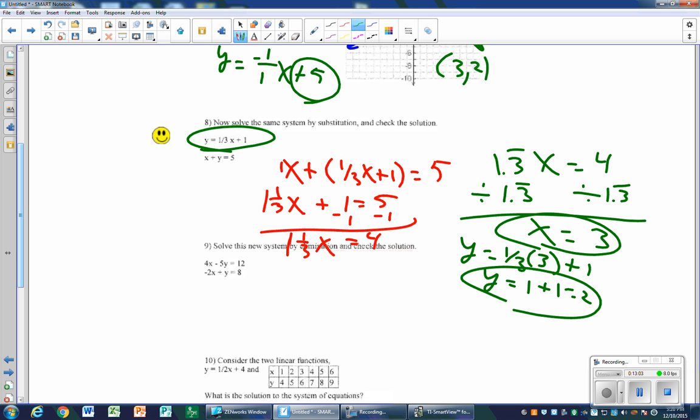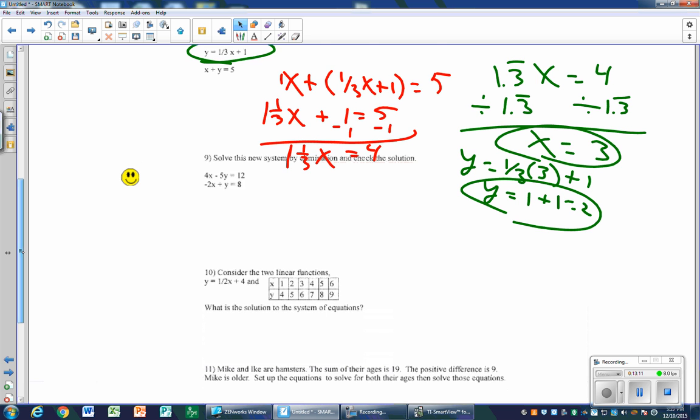3 is the x value. Oh, same answer. 2 is the y value. Same answer. We're doing good. Same, no, different equations. Good. Different equations. I'm going to erase this.